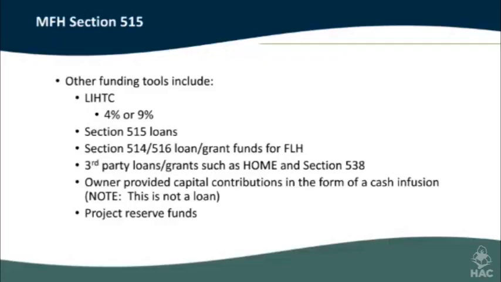Other tools that can be used are low-income housing tax credits. This would include 4%, 9%, state tax credits, and occasionally historical tax credits. You can also use a Section 515 subsequent loan or a 514, 516 labor housing subsequent loan if that's the type of deal you're working on. You can do third-party loans or grants such as Section 538 or HOME loans. The owners can contribute money out of their own pocket into the deal, but these are not considered loans, so keep that in mind. Or they can use project reserve funds.